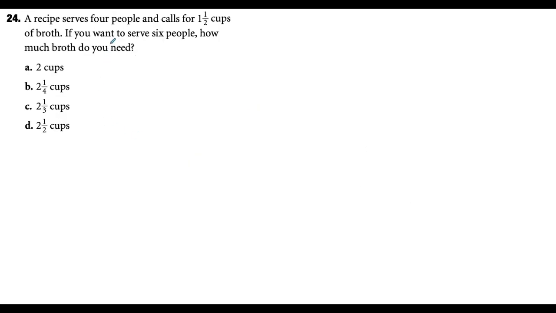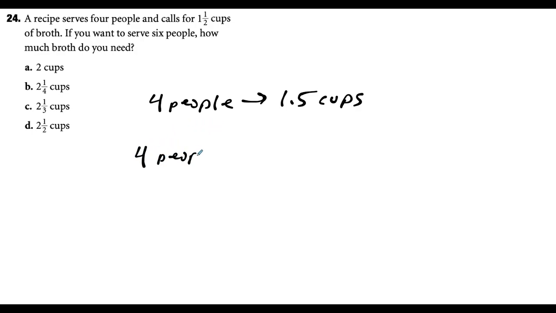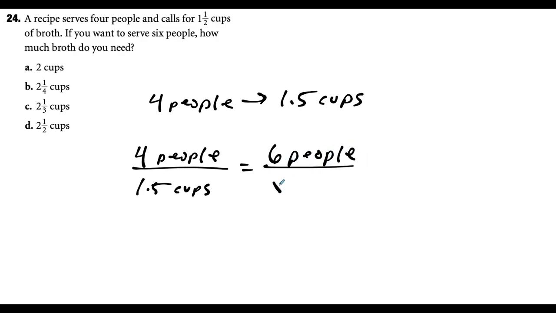So for 24, we have a recipe that serves 4 people and calls for 1.5 cups of broth. So I'm going to write that down. We have 4 people, and that's 1.5 cups of broth. If you want to serve 6 people, how much broth do you need? Okay, so for this one, you could set up a proportion. You could say for 4 people, you need 1.5 cups. So if I want to serve 6 people, then I need X cups.